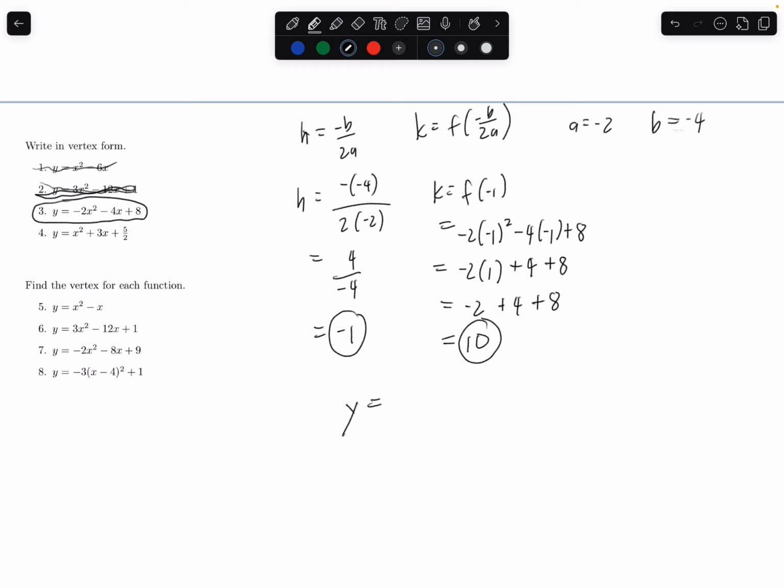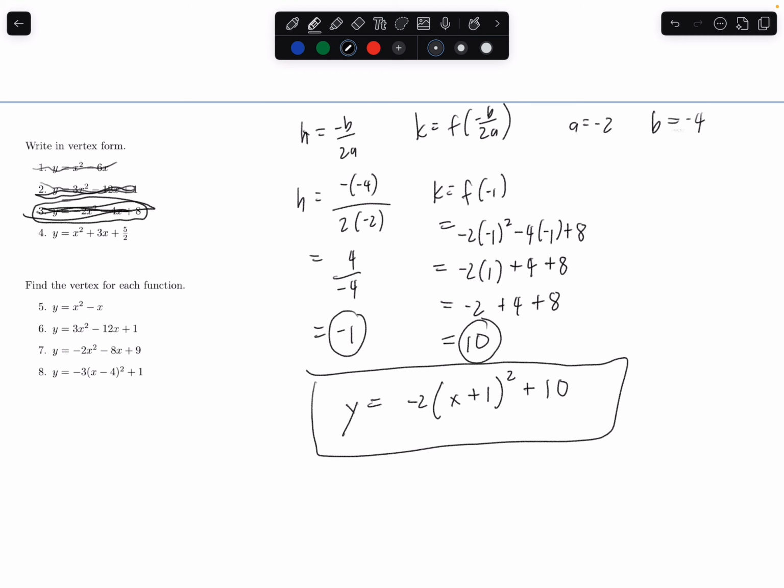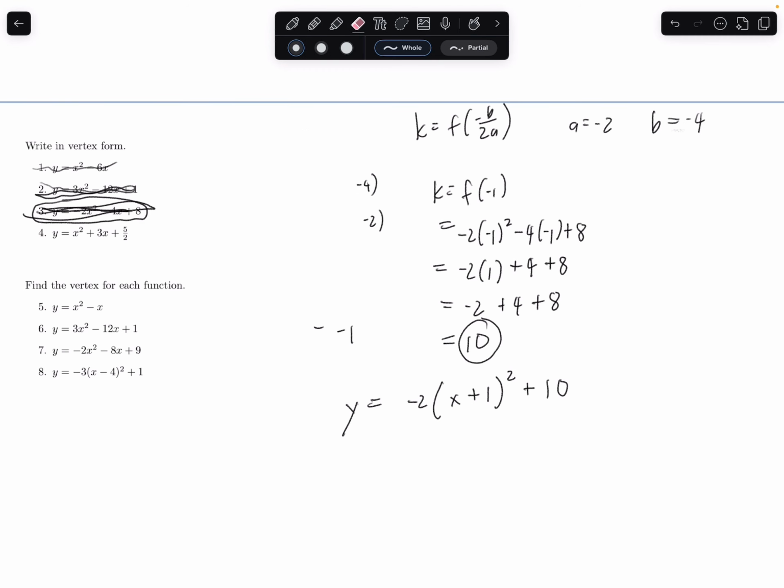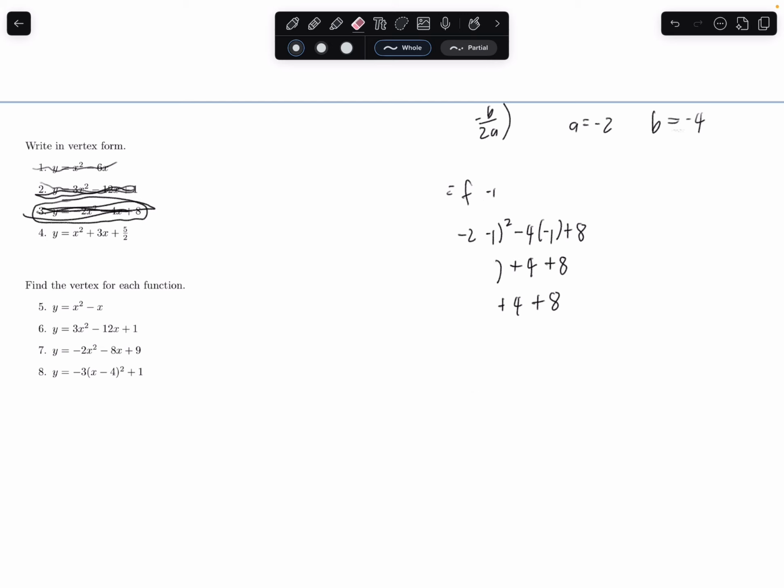All right, I'm going to skip straight to the end result then. So y is equal to a, which is negative 2, x minus negative 1, which means x plus 1, squared plus 10. There it is. Vertex form for number 3, done. That was number 3. And sorry, I haven't been labeling my numbers. I just remembered. We'll label the next one.